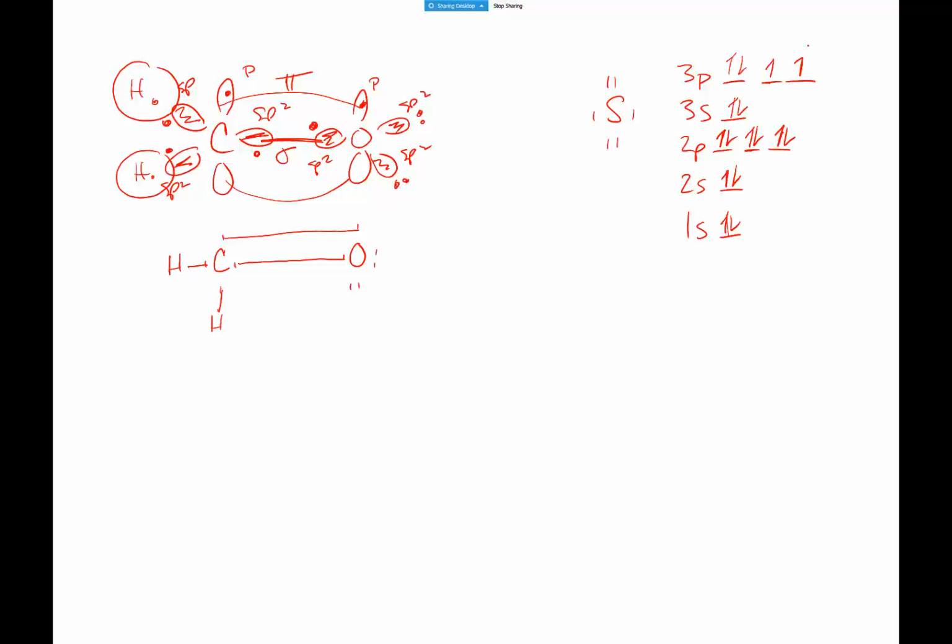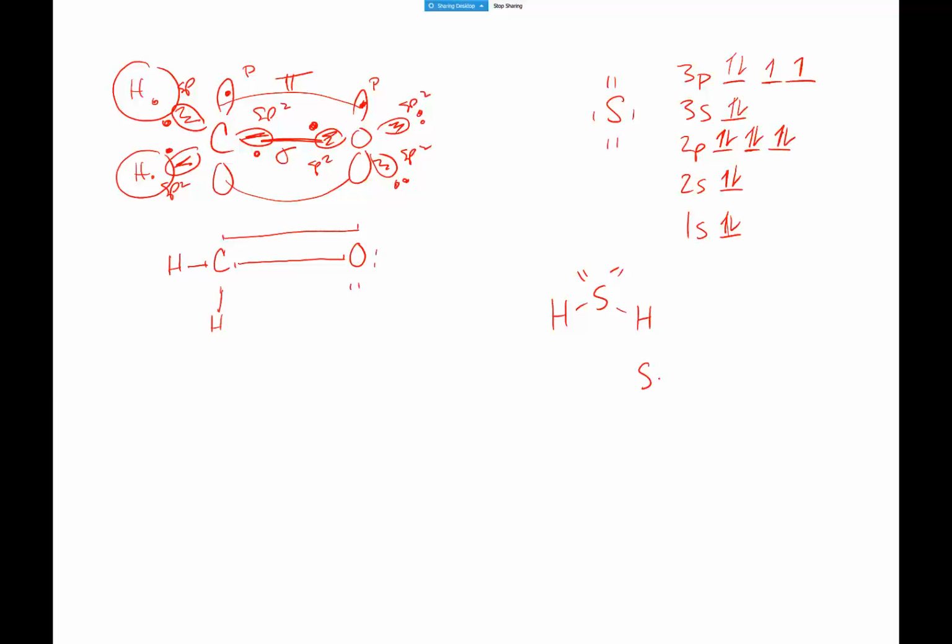And that electronic configuration would be great for something like H2S. So that's the sulfur analog of water. Right, we'd have 2 hydrogens attached to the sulfur with the 2 lone pairs. Perfect. That electronic configuration works perfectly for that because the sulfur's got 2 pairs of valence electrons and 2 unpaired. But there also exists a molecule called SF4.